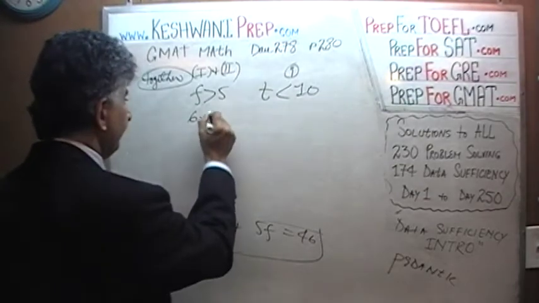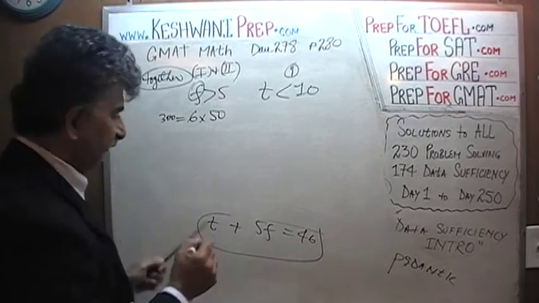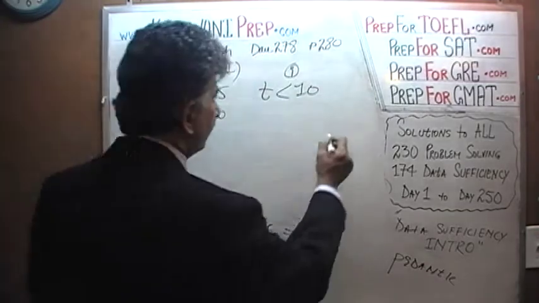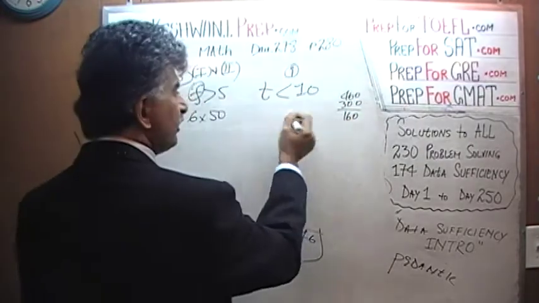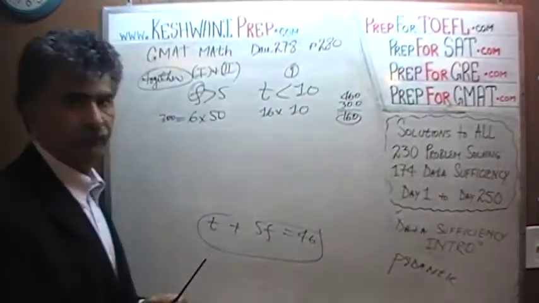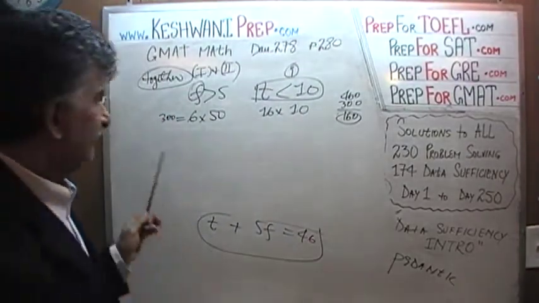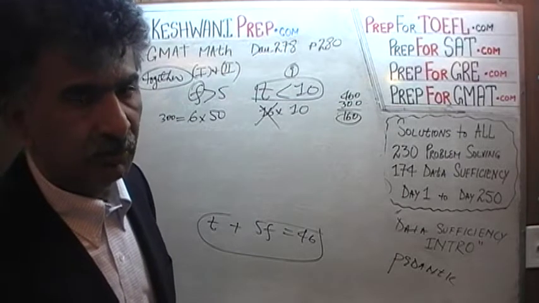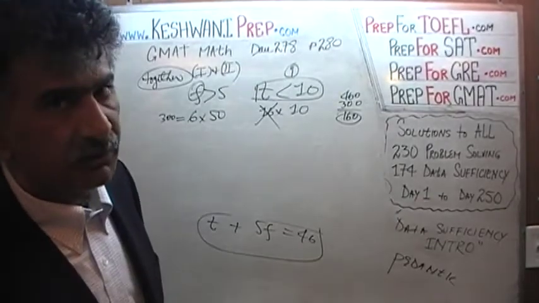6 times 50, because it's a $50 gift certificate, is 300. Since the total was 460, 460 minus 300 is 160, which means we need 16 $10 ones. But we are told that T has to be less than 10. That's not going to work. We could not have possibly sold 16 $10 gift certificates because we are told that we sold fewer than 10.